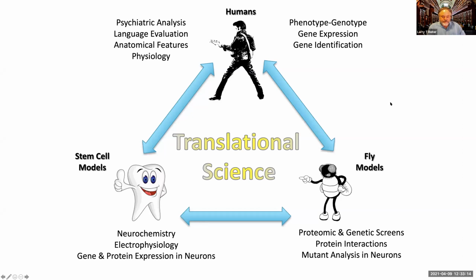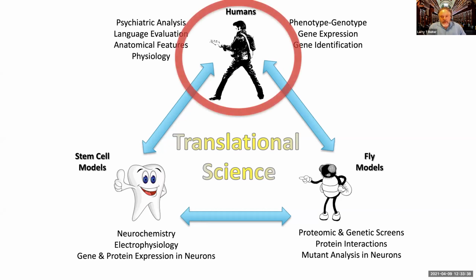My lab works in multiple different models. We have done a bit of human phenotype genotype correlation work in the past. And we also have stem cell models of human neurogenetic syndromes, which I'm not going to talk about today. And then we have these fly models, and I'm going to talk mostly about that today. But first, I'm going to talk about this disorder that we've been focused on.